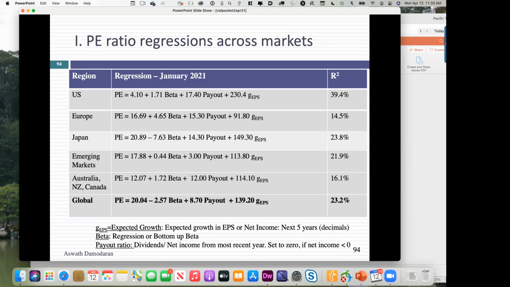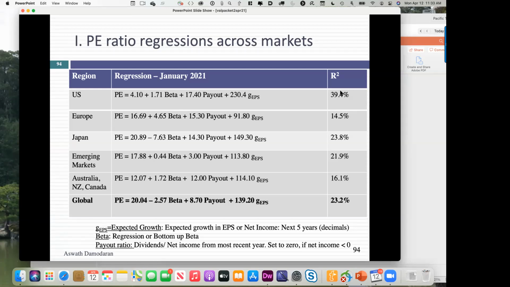There's no theory behind these regressions. This is what the data gave as output as I looked at the start of 2021. So first, I ran PE regressions for US, Europe, Japan, emerging markets, Australia, New Zealand, and Canada, global, using beta, payout, and growth for every single region. First thing to notice is there are more similarities across regions than differences because the patterns are the same, but clearly there are differences in the actual coefficients. The R-squareds also vary widely.